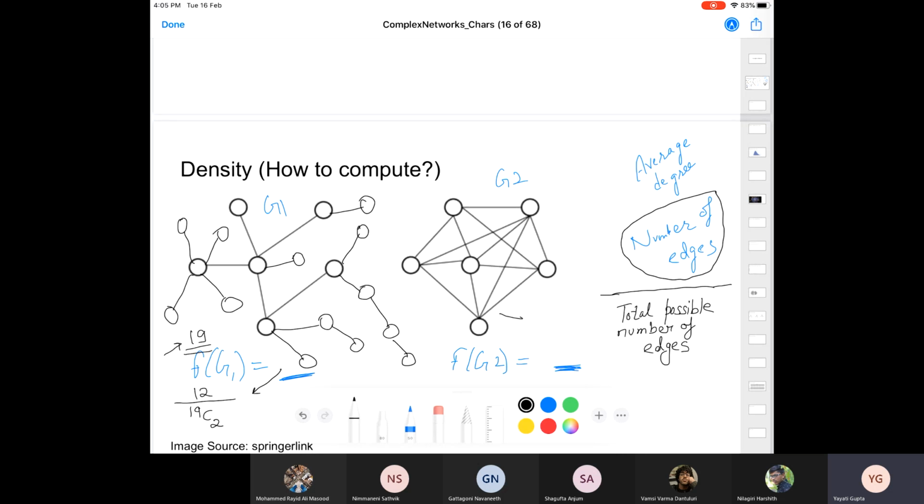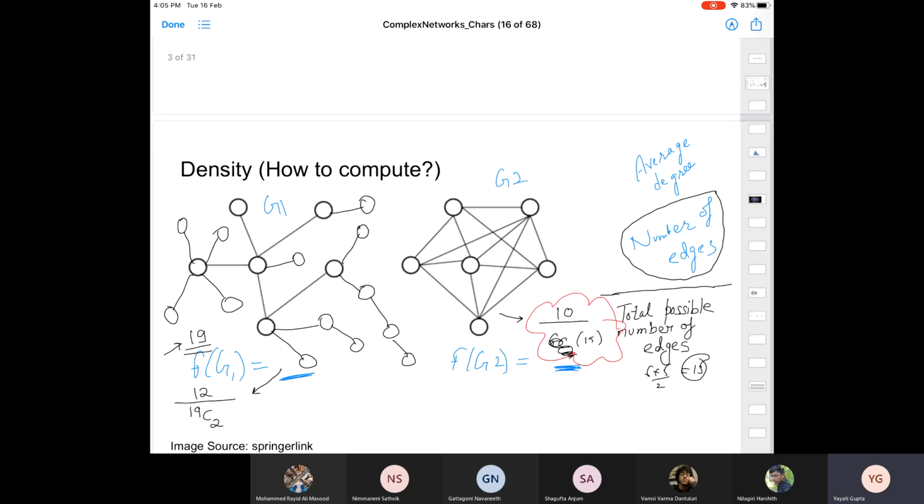And if we talk about this graph, how many total possible edges? 6 choose 2, which is 6 into 5 by 2, which is 15. And out of these 15, how many are actually there? 1 2 3 4 5 6 7 8, I think around 9 or 10 are there, right? So this one shows that definitely the density of this graph here is greater than the other one.